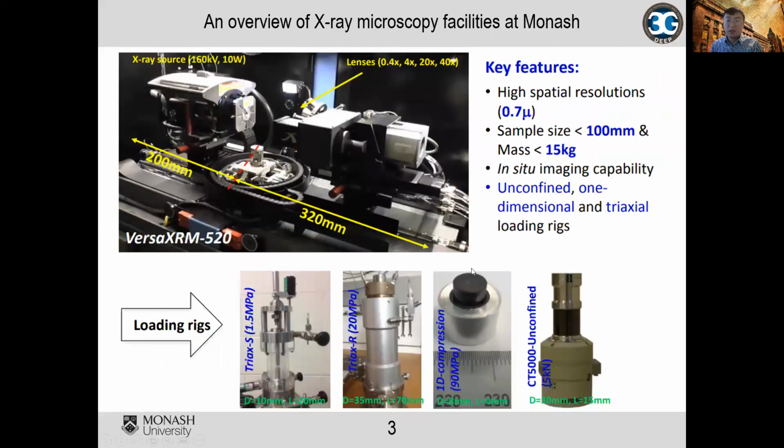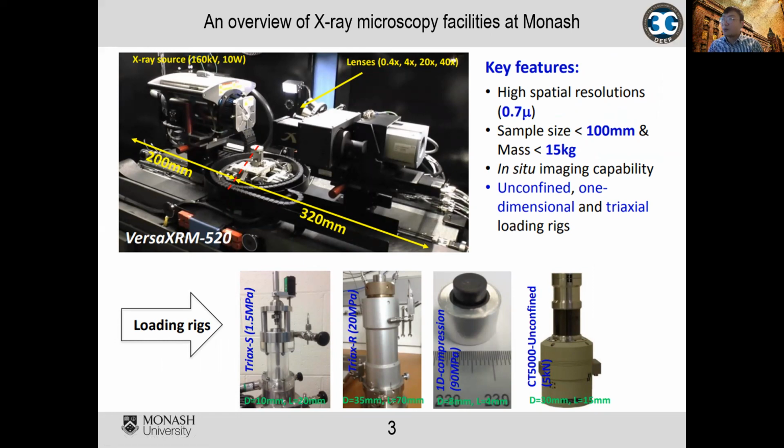At Monash University, we have a microscopy lab, and we can image soil and rocks down to sub-micron resolution under in situ pressure conditions with different loading rates. For example, this one-dimensional loading rate, and also a tri-axial flow cell.